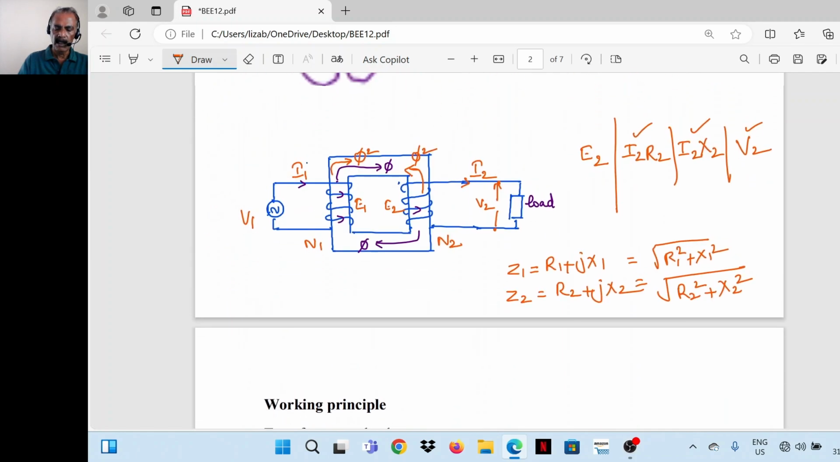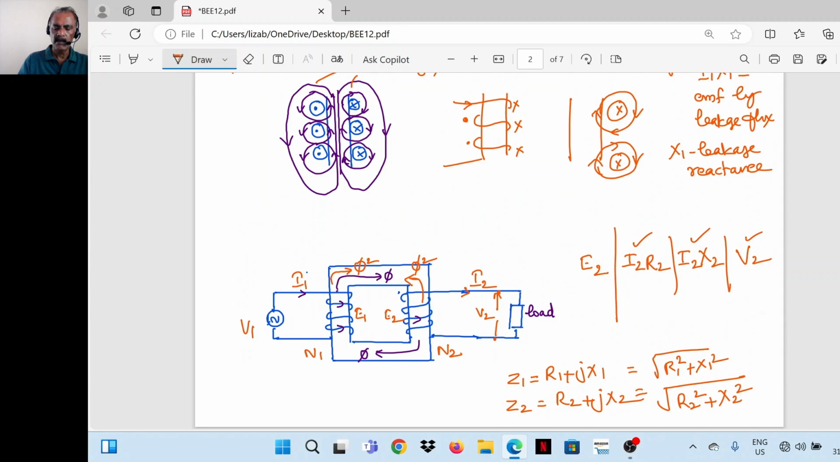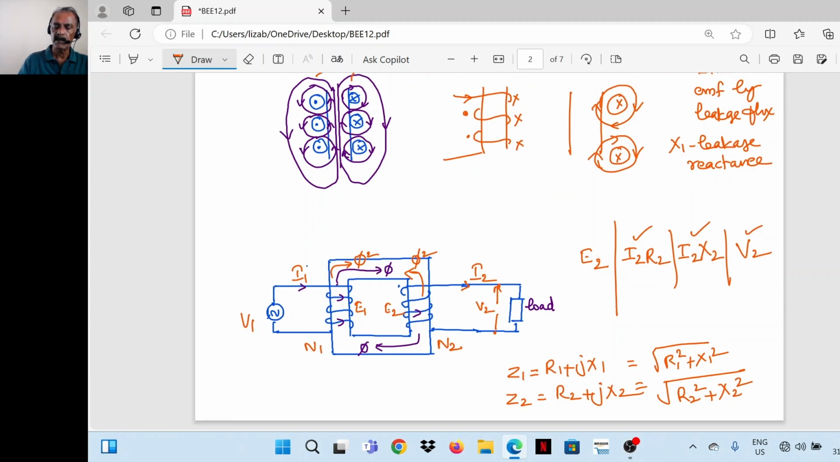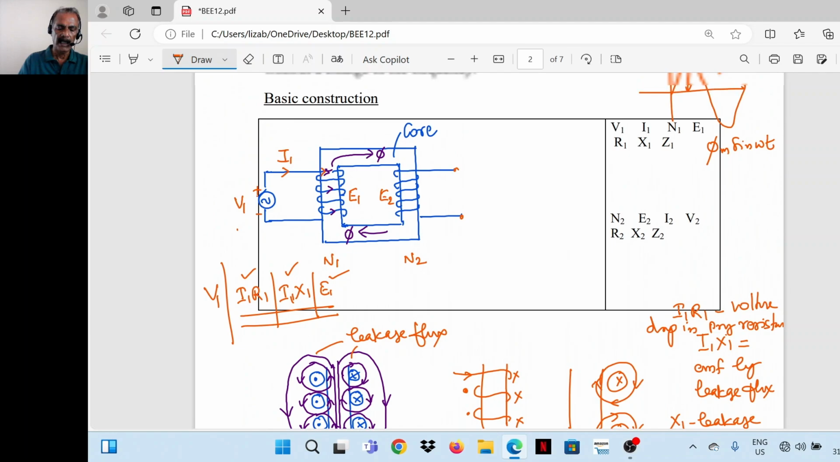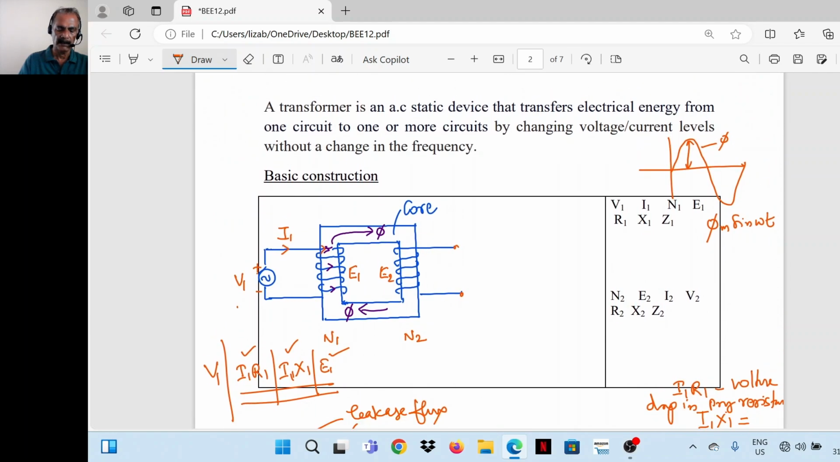So Z1 and Z2 are called leakage impedances. Z1 is the leakage impedance of the primary circuit, Z2 the leakage impedance of the secondary circuit. So the basic working principle of a transformer is that we are applying a voltage to the primary winding. So a current passes through the primary winding. It sets up a flux. This flux induces EMFs E1 and E2 in the primary and secondary windings.